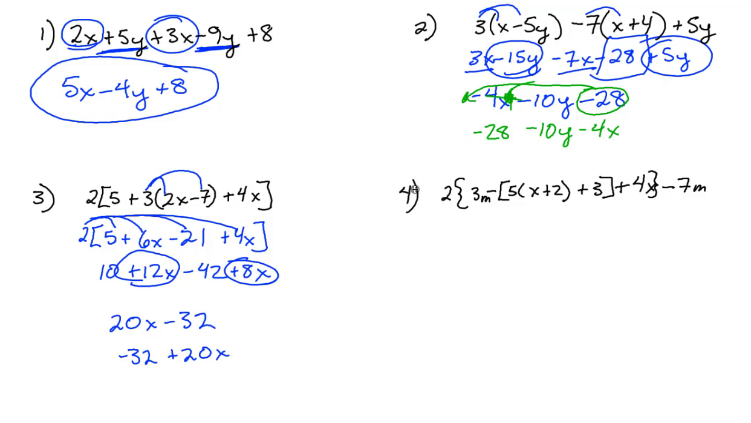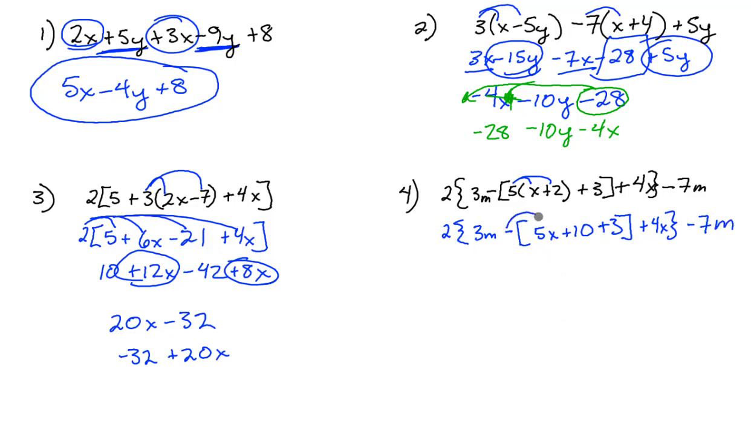All right, last one, number 4. We have braces, brackets, and parentheses. They all provide the exact same function of grouping things together, but the only difference is how they look. So let's start with the parentheses in here and jump that through. So we get 2 brace 3m minus bracket 5x plus 10 plus 3, close that bracket, plus the 4x, close the brace, minus 7m.